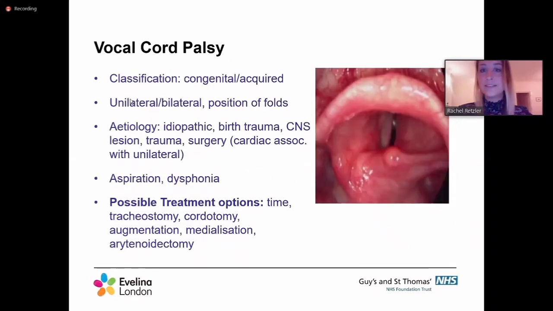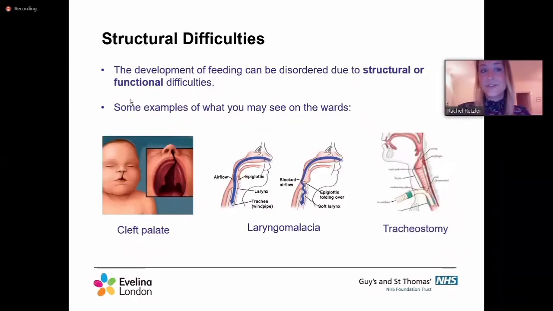For vocal cord palsy, your ENT team and medical team may find that they want to review over time. The child, in some cases, may require tracheostomy, or they may even look at augmentation or arytenoidectomy. As discussed previously, some of the structural deficits that you might see with the children that you work with could be cleft palate, laryngomalacia, and tracheostomy, to name a few. Here are some images again to show you how these can change the airway.